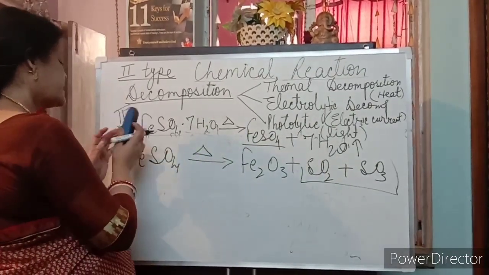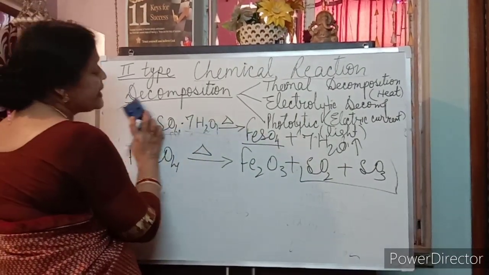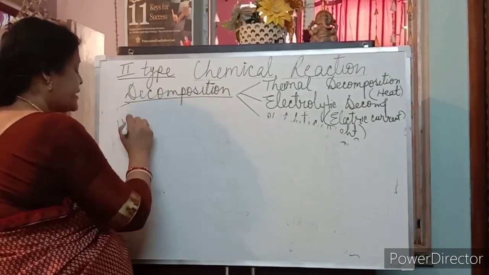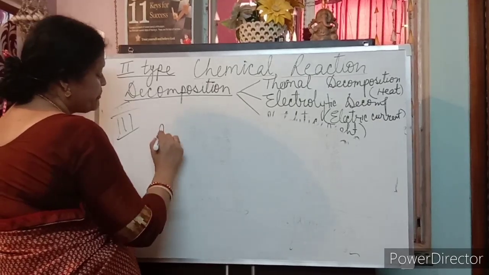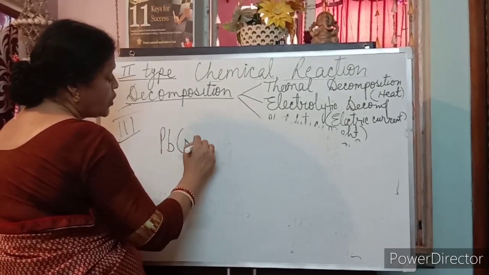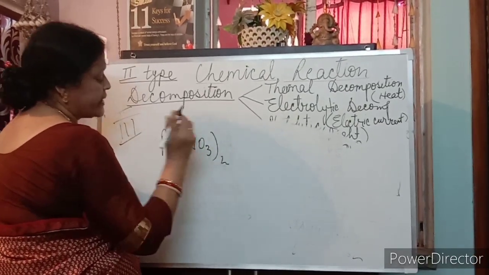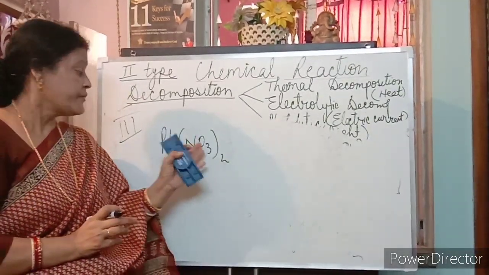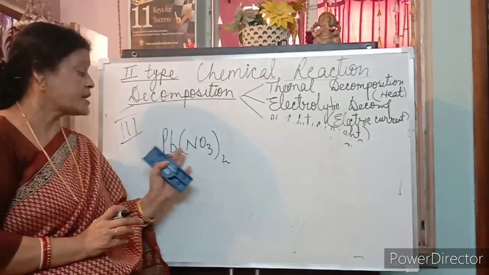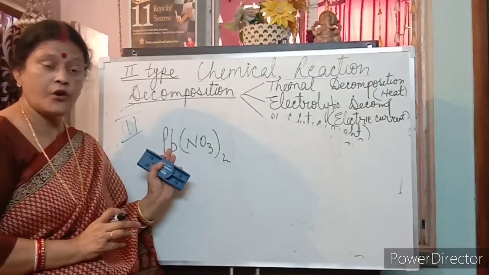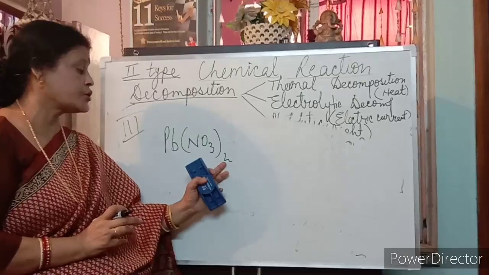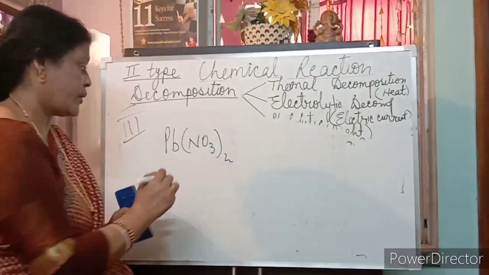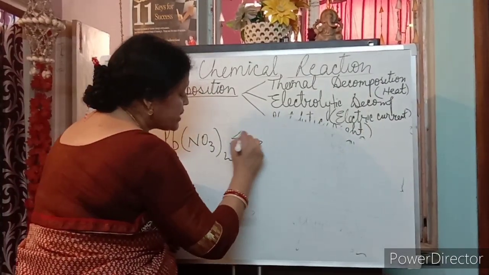Now the third example is heating of lead nitrate. Again, a very important reaction. Lead nitrate is Pb(NO3)2. The crisscross method I have explained in my other chemistry video, where you can learn about the crisscross and forming of the formula. Here the valency of lead is 2 and nitrate valency is 1, so it forms Pb(NO3)2. We heat it; yes, this is heat.